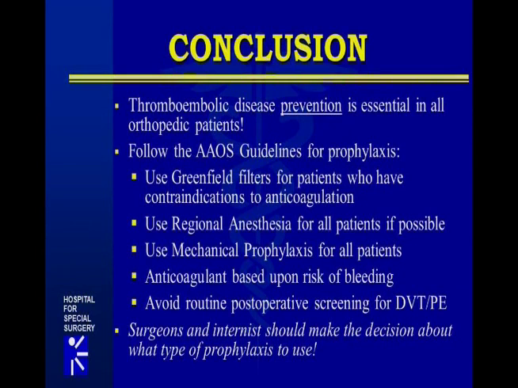In conclusion, thromboembolic disease prevention is essential in all orthopedic patients. The most important take-home message is the following. Use a Greenfield filter for patients who have contraindications to anticoagulation. Use regional anesthesia for all patients if possible. Use mechanical prophylaxis for all patients. The anticoagulation should be based upon the risk of bleeding, and avoid routine postoperative screening for deep venous thrombosis and pulmonary embolism. Also, what I think is very important is that surgeons and internists should make the decision about what type of prophylaxis should be used.